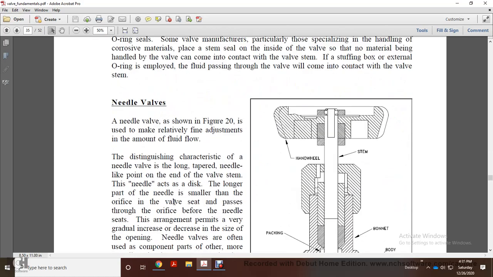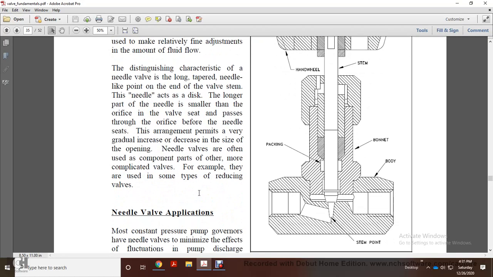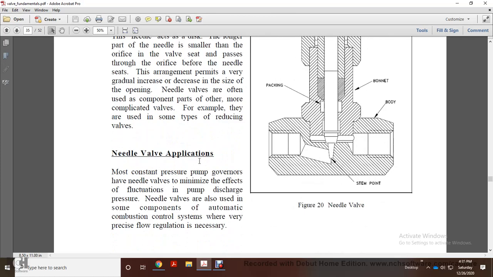Alright, the needle valve. The needle valve shown in figure 20 is used where relatively fine adjustments of the amount of fluid flow are needed. The distinguishing characteristic of the needle valve is the long, tapered, needle-like point on the end of the valve stem. The needle acts as the disc. The longer part of the needle is smaller than the orifice of the valve seat and passes through the orifice before the needle seats. The arrangement permits a very gradual increase or decrease in the size of the opening. Needle valves are often used in component parts of other, more complicated valves, for example, some reducing valves. The figure shows the handwheel, the stem, the packing, the bonnet, the body, and the needle valve stem point.